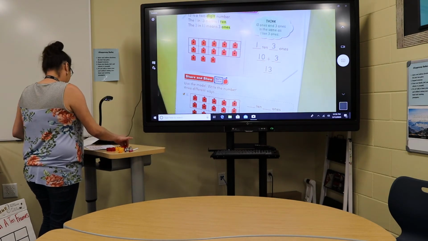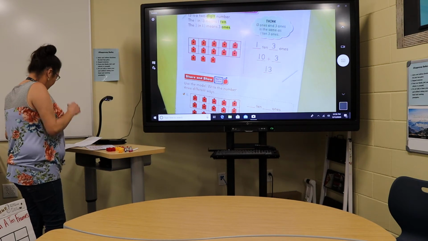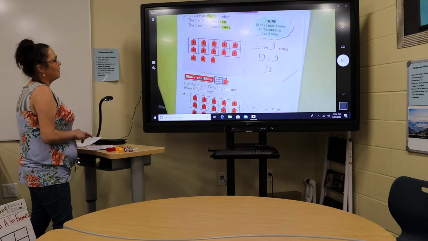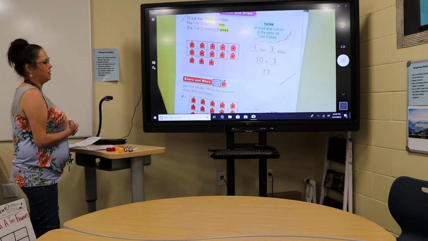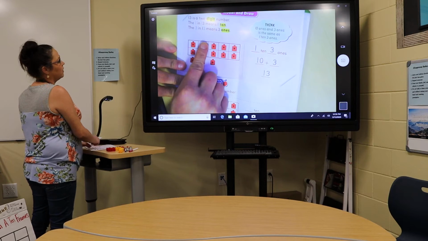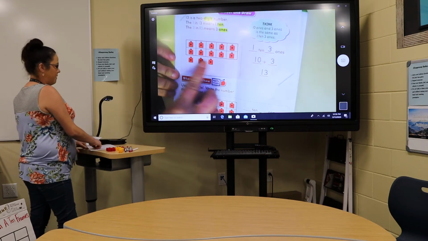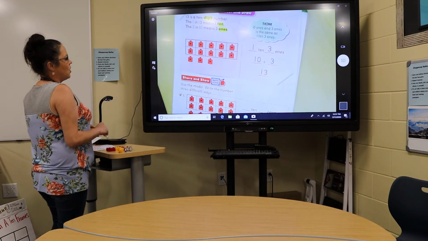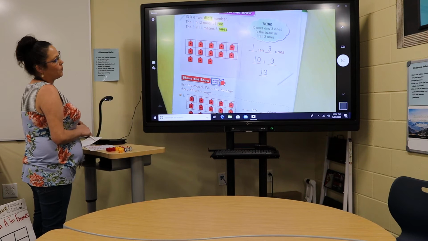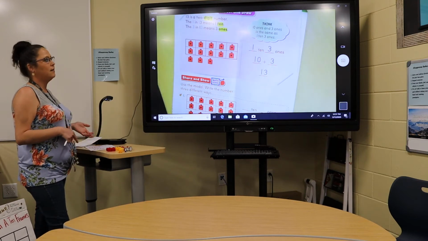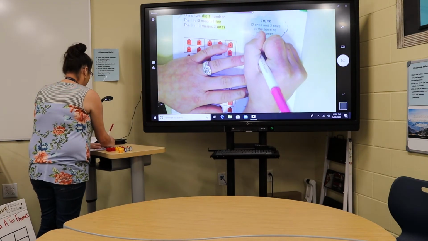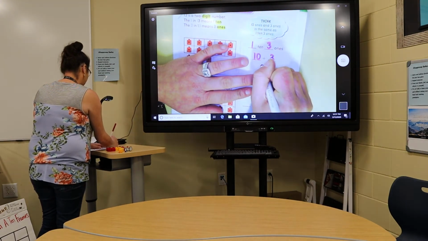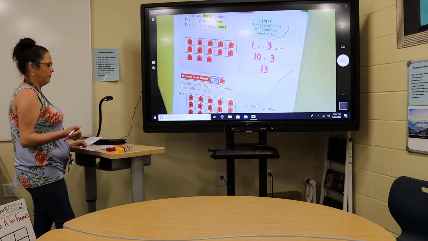Alright, so now we're going to look at the number 13 on our page. 13 is a 2-digit number. The 1 in the 13 means 1 ten, which we have right here. And the 3 means 3 ones, which we have right here. So we have 1 ten plus 3 ones. So 10 ones and 3 ones is the same as 1 ten and 3 ones. That gives us 10 plus 3, which is the same as 13.